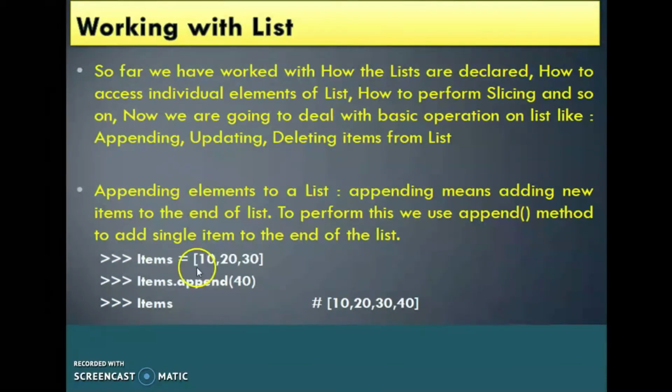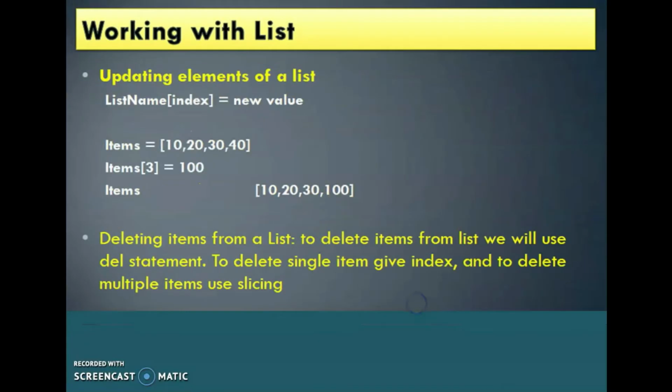Example, items is equal to, this is a list, 10, 20, 30. Then I used this append function, items dot append. Within the brackets I specified 40 as the value. After the execution of this statement, when we use this items list, we can see the values are 10, 20, 30, 40. At the end of the list, we added one more value by using the append function. Okay, clear?